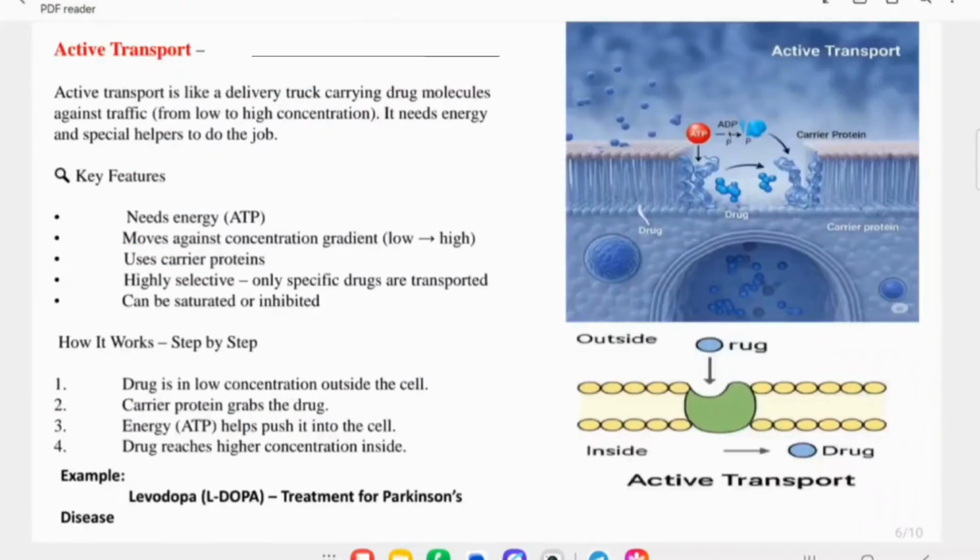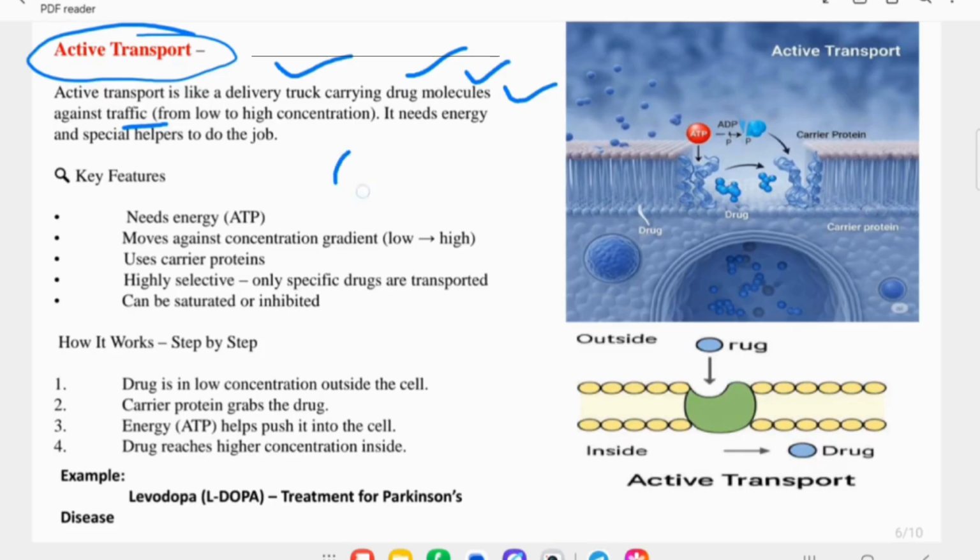Then next, that is active transport system. So it is another mechanism of drug transfer. Here the drug is carried by some carrier molecules, means active transport is like a delivery truck carrying the drug molecules against the traffic. So here it is not easily transported, means here we require carrier molecules.